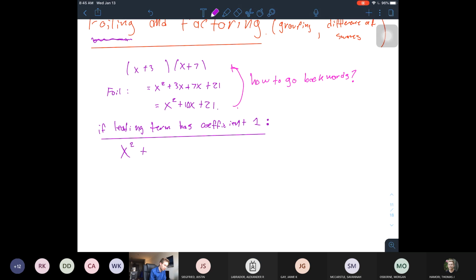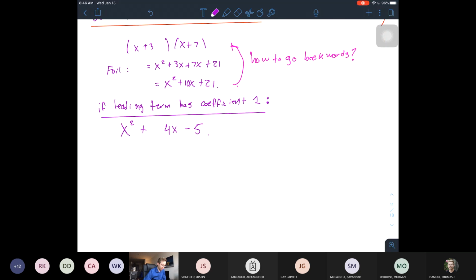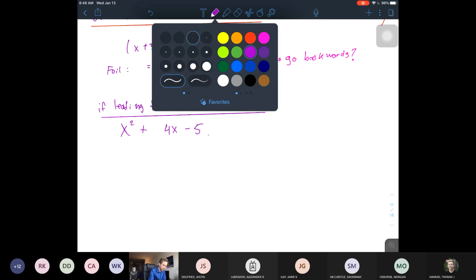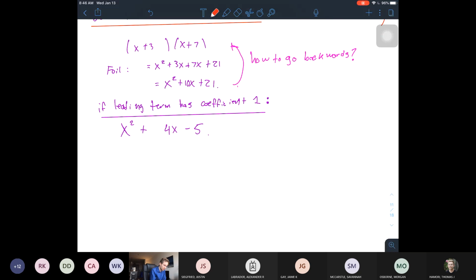We'll try x squared plus, I don't know, 2x plus... Now let's do something more complicated than that. We'll do x squared plus 4x minus 5. We'll try that one. Okay, x squared plus 4x minus 5. What we want to do is find a strategy.